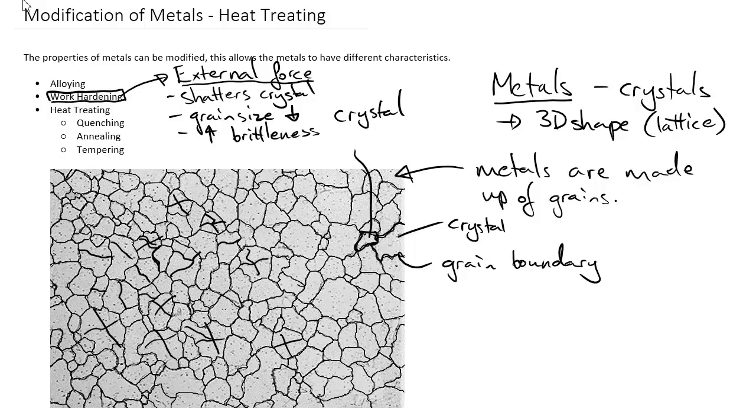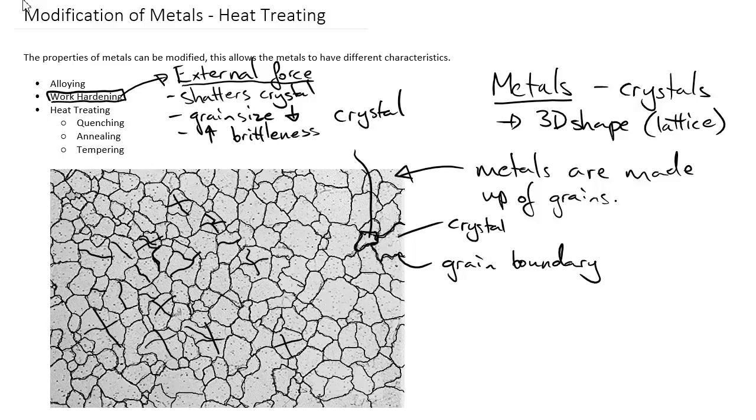Now, another way in which you can modify metals is by this method called heat treating. Heat treating is a lot different than work hardening. Work hardening, remembering, is just applying an external force. So you're smashing a metal, or you're hammering it, or doing something like that. It doesn't involve heat. Heat treating does obviously involve heat, and this is all to do with how you are working with a metal.